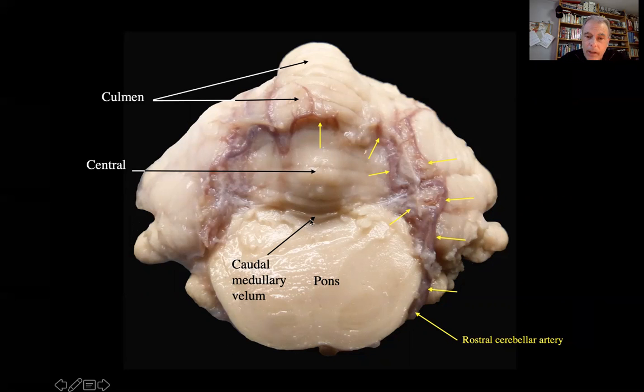Okay, dorsally we have the fourth ventricle, and on top of the fourth ventricle, the caudal medullary velum and the vermis of the cerebellum and cerebellar hemispheres. Here, marked in with yellow arrows, is the rostral cerebellar artery, and as you see, there are connections between both sides of these arteries.